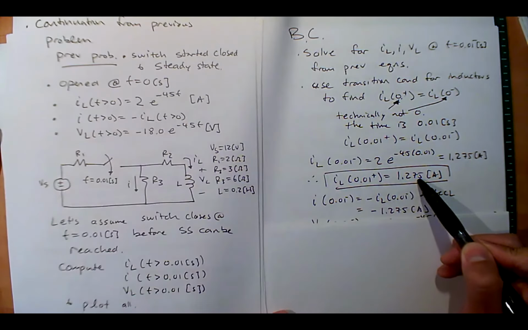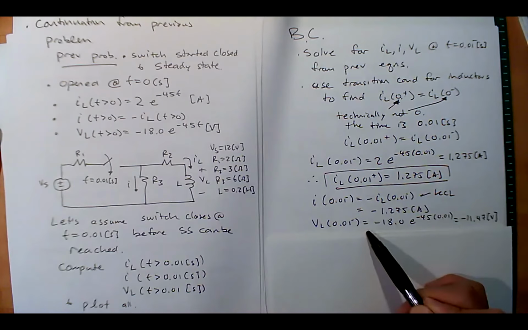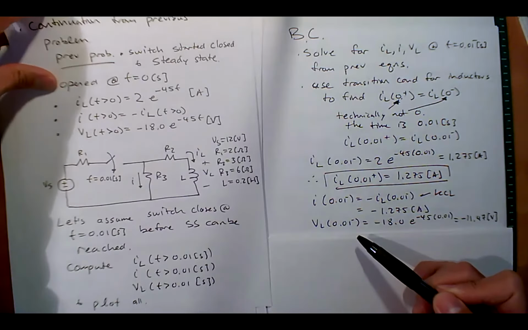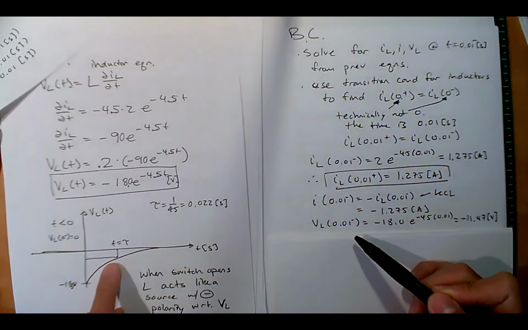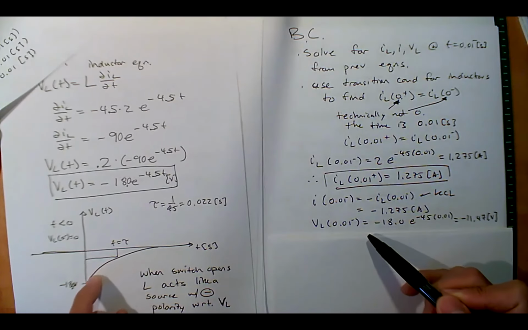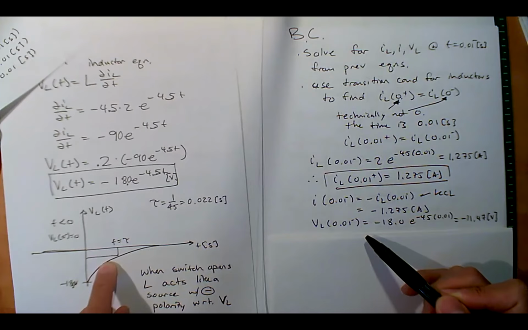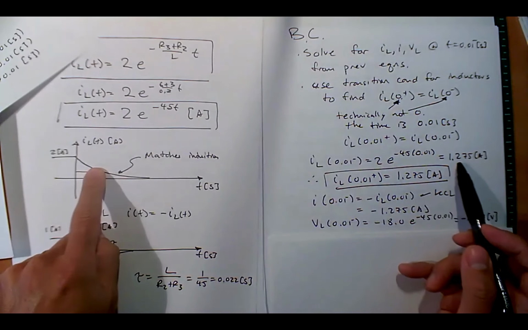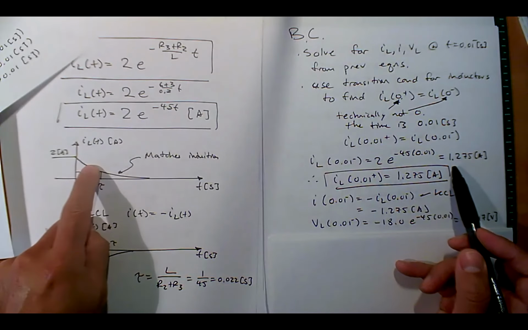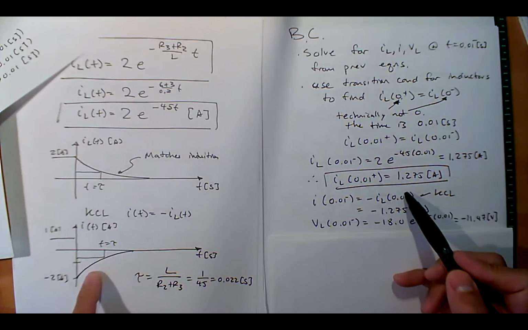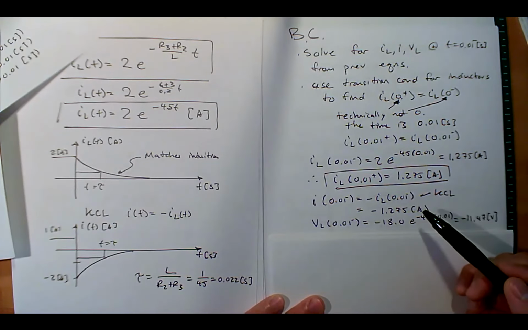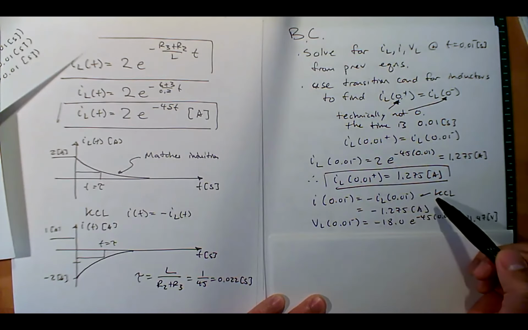And what about the voltage? We just put in 0.01 here and we get negative 11.47 volts. So this point here at 0.01 seconds is negative 11.47 volts. And over here, at 0.01 seconds, it's 1.2 amps, so that makes sense. And here, it's negative 1.2 amps. Always double check that the numbers you're getting make physical sense. Don't move on until things make physical sense.